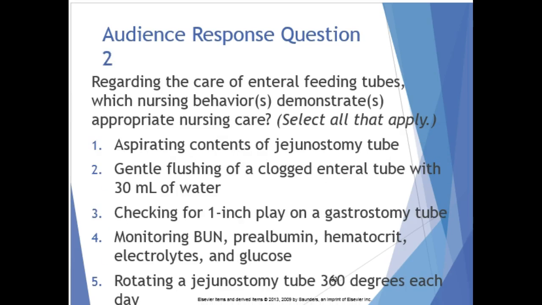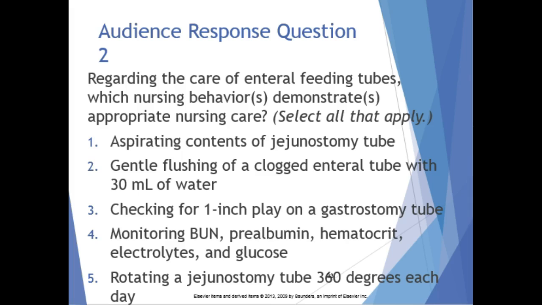Next question. Regarding the care of enteral feeding tubes, which nursing behaviors demonstrate appropriate nursing care? Select all that apply. Aspirating contents of the jejunostomy tube, gentle flush of the clogged enteral tube with 30 ml of water, checking for a 1-inch play on the gastrostomy tube, monitoring BUN, prealbumin, hematocrit, electrolytes, and glucose, or rotating a jejunostomy tube 360 degrees each day. The correct answers for this question are 2 and 4.